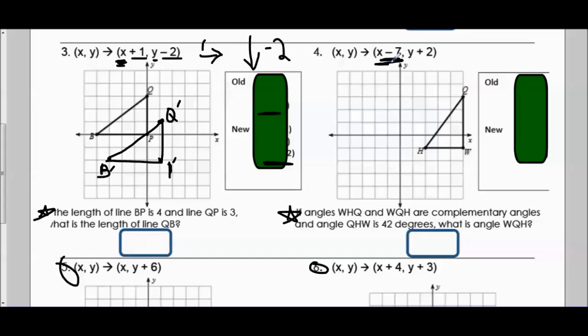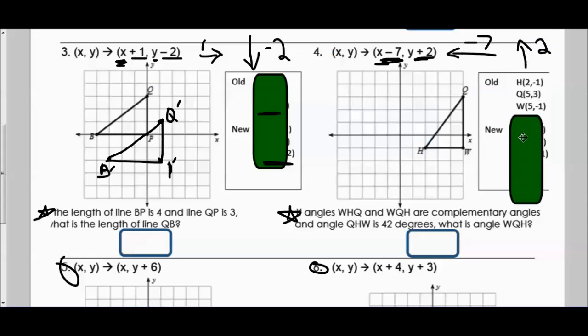Subtracting 7 from the x value means we're moving to the left 7. The x value is talking about left and right. If we're subtracting 7, we're moving 7 to the left. We're adding to the y value. That means we're going up 2 spaces. So we can move the shape and then look at the coordinates that way.